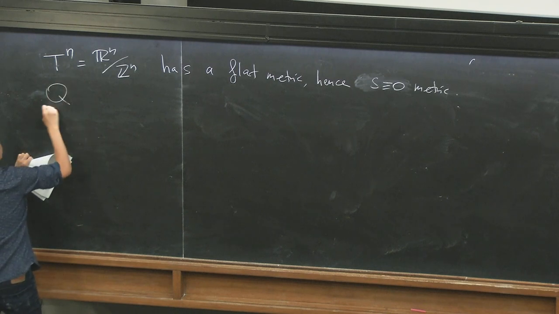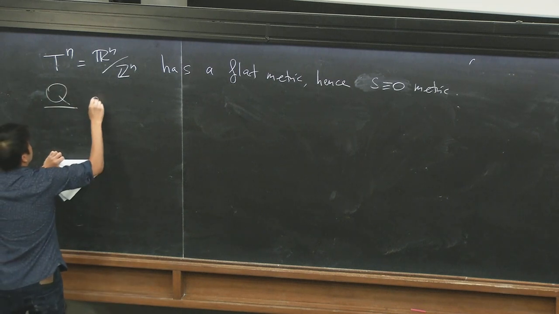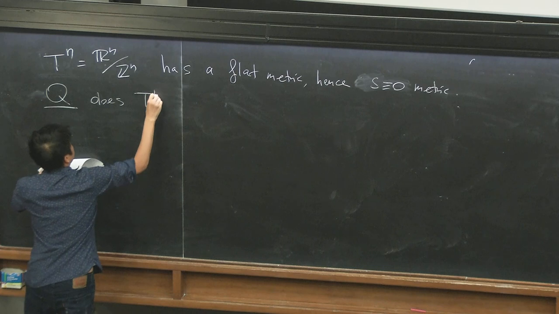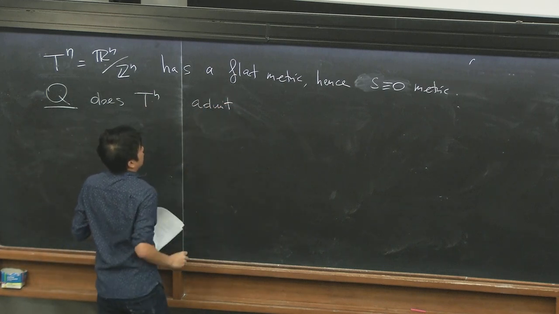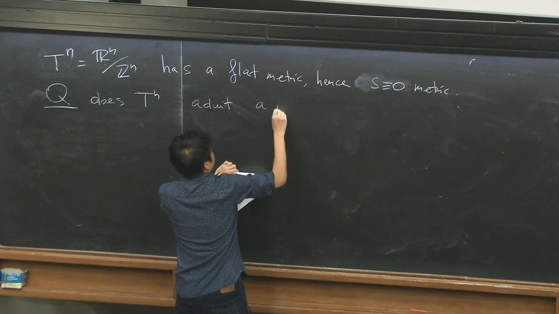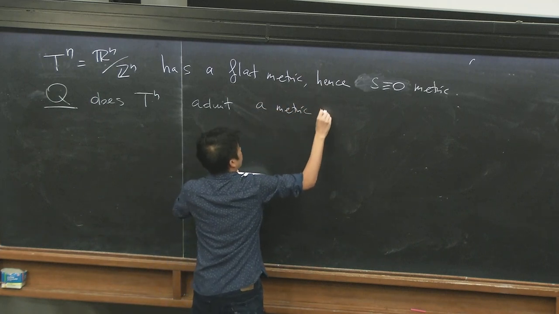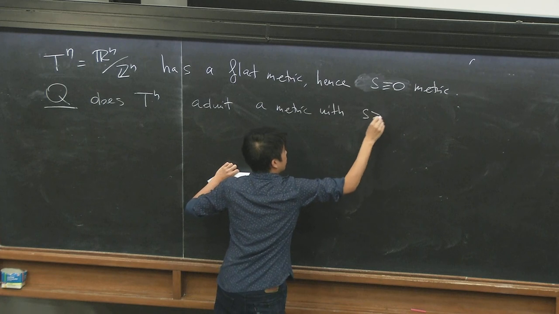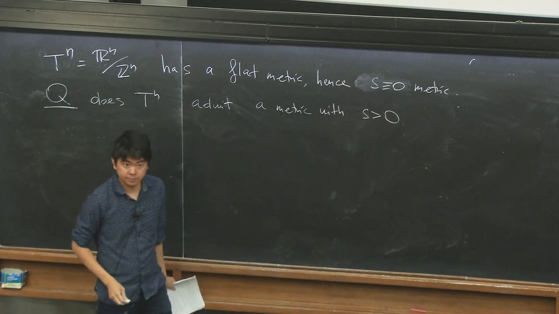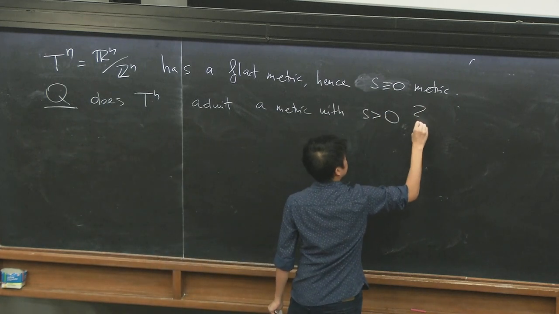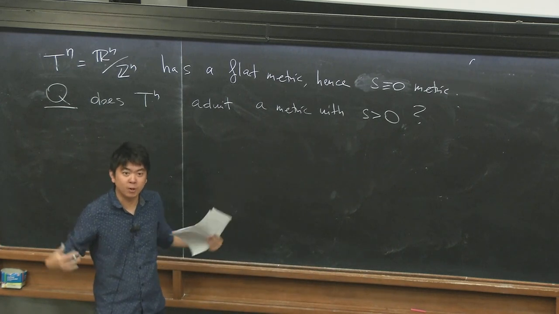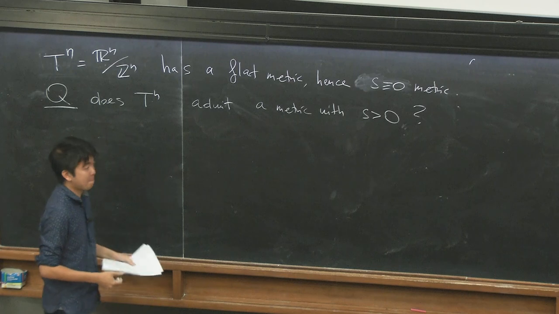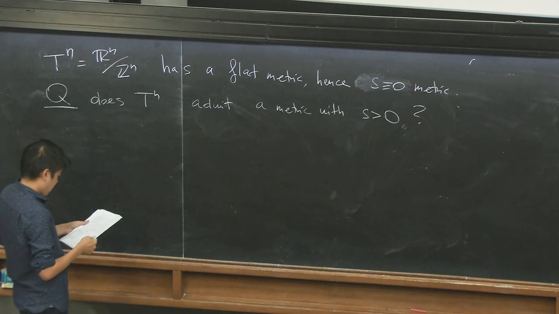So the basic question is: does T^n admit a metric with scalar curvature always positive? Can you somehow bump the curvature up at each point a little bit? Let me compare this with a classical result.